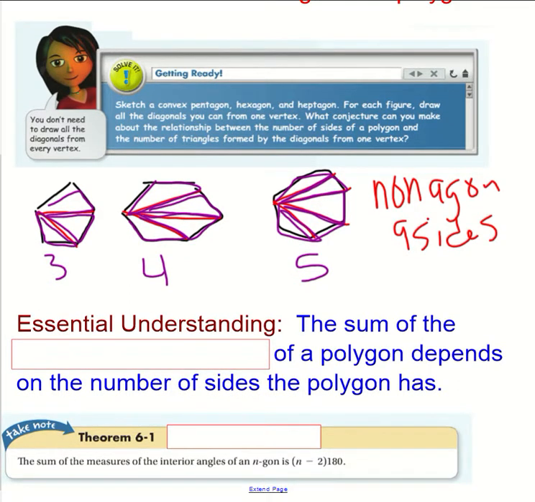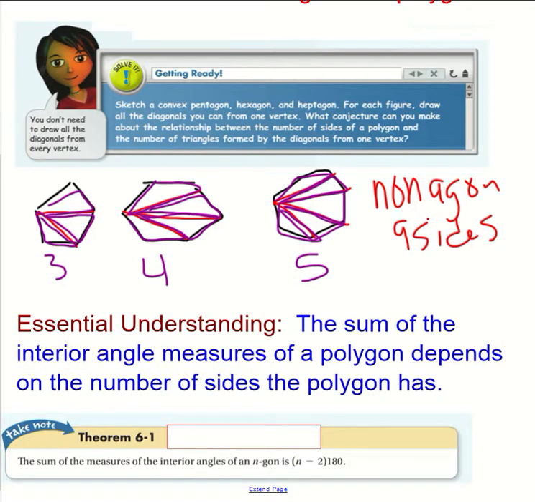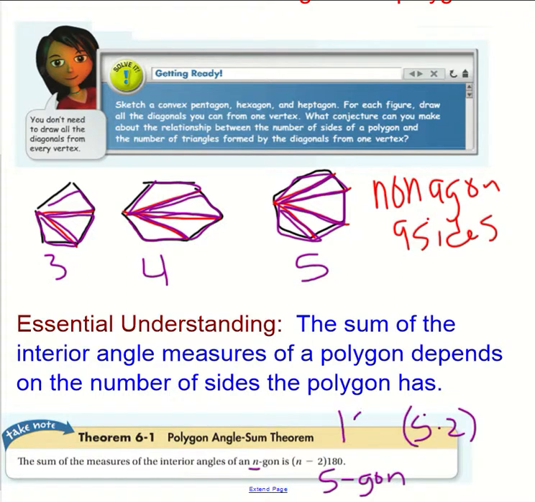So here we have a theorem. First off, let's think about some essential understandings. It says the sum of the interior angle measures of a polygon depends on the number of sides the polygon has. So this theorem is the polygon angle sum theorem. What it says is the sum of the measures of the interior angles of an n-gon is n minus 2 times 180. And that n really stands for the number of sides. So if I have a pentagon, it would be considered a 5-gon in this case. So the sum of the interior angles would be 5 minus 2 times 180, whatever that answer would be.